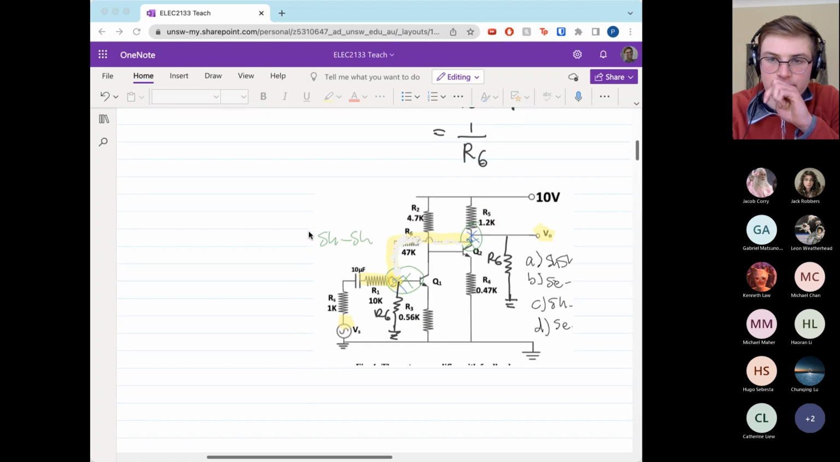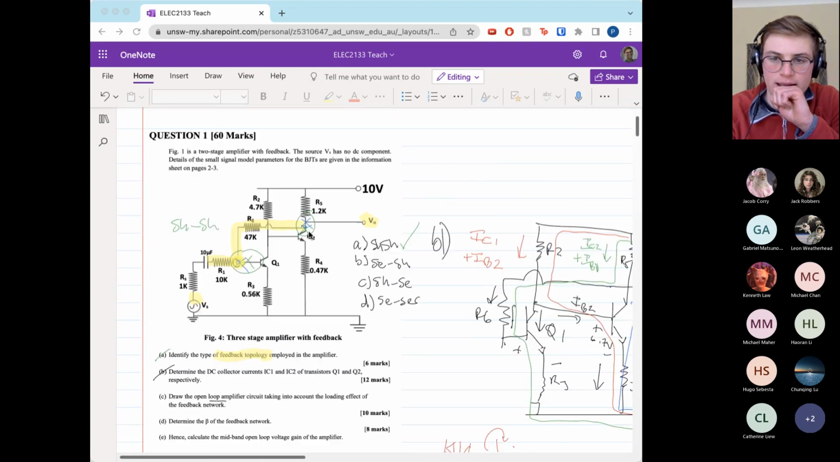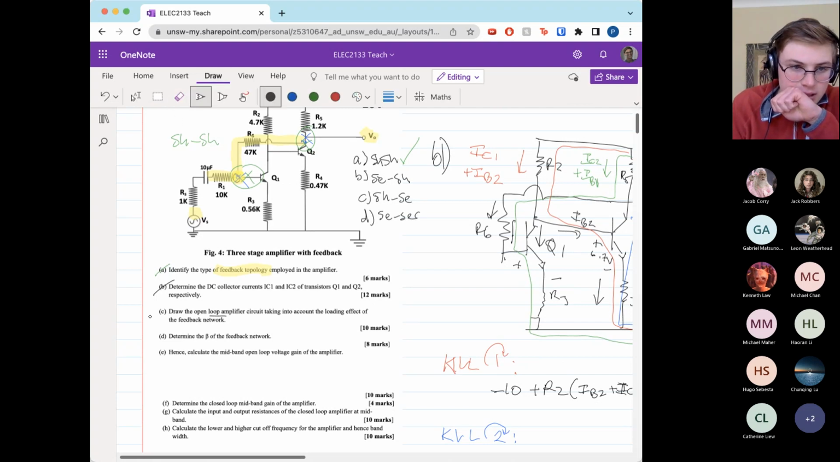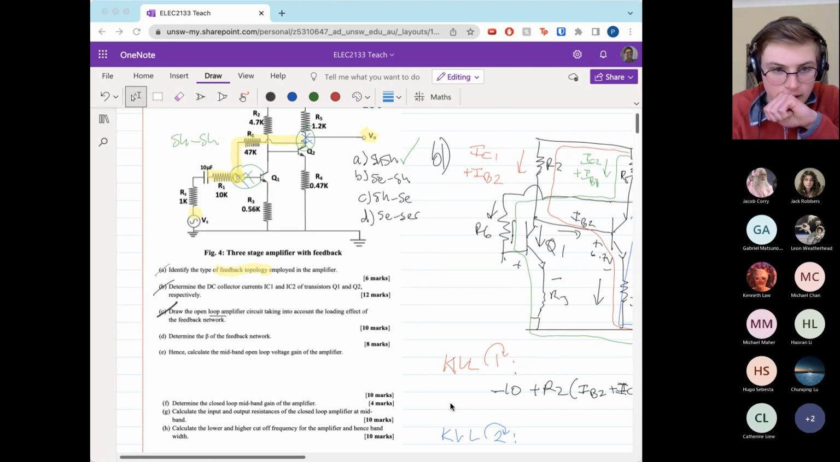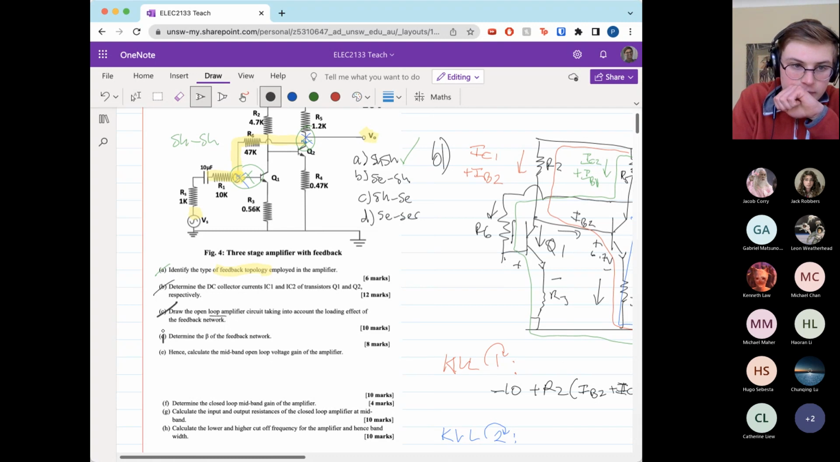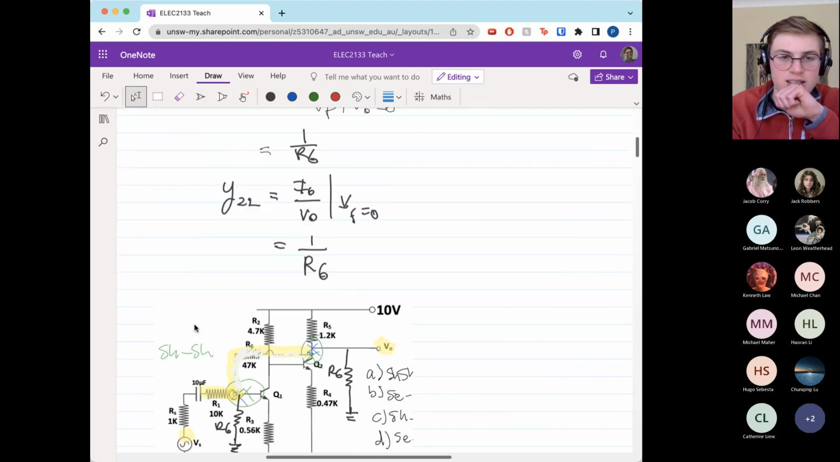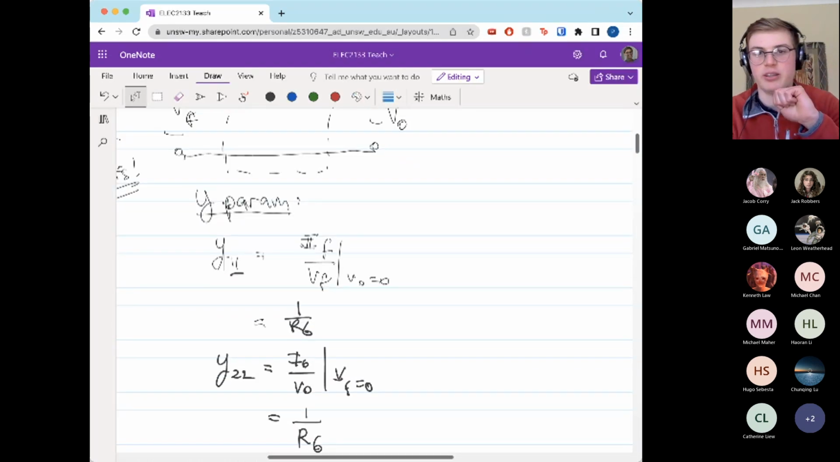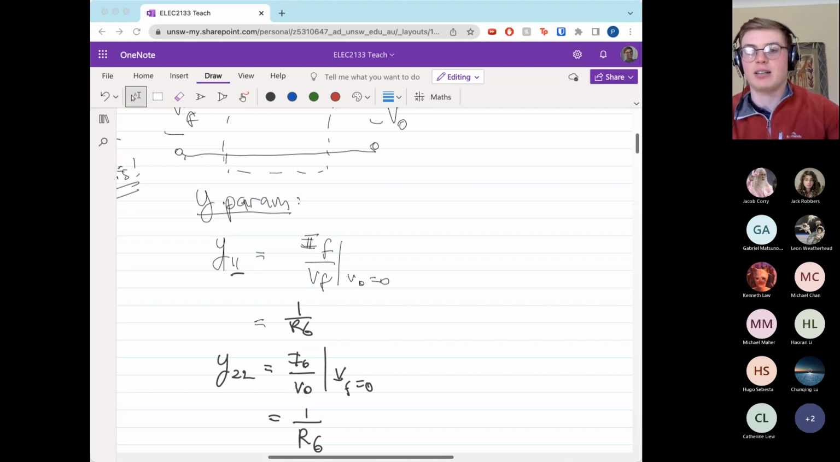And then having a look at the next question, it's asking us to find the beta of the network. Oh, we haven't done that yet. So beta, any ideas what might give us beta? Where would we find the feedback factor of this two-port network?